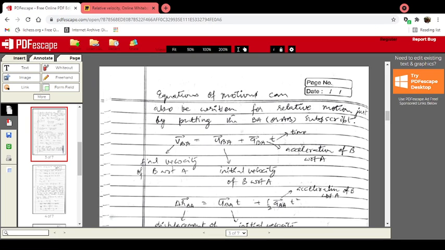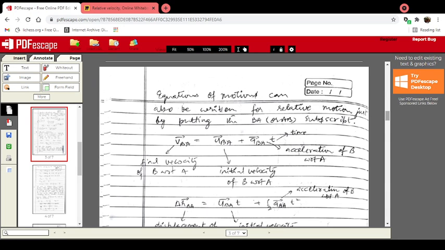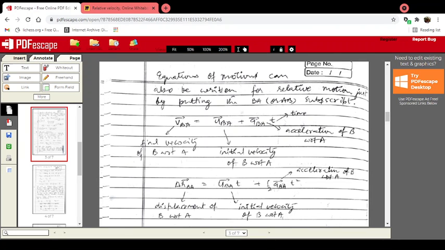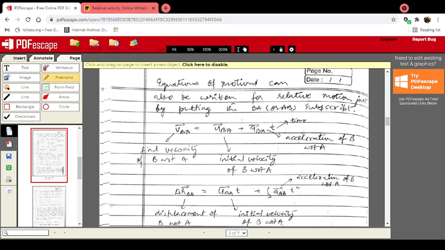Welcome everyone to our lecture on the topic of relative motion, and this is our lecture in continuation of the series of kinematics. So let us continue. Last time we were talking about how to use the idea of subscripts in the equation of motion. When you have some equation, let's say v is equal to u plus at, how do we apply that equation in cases of relative velocities?